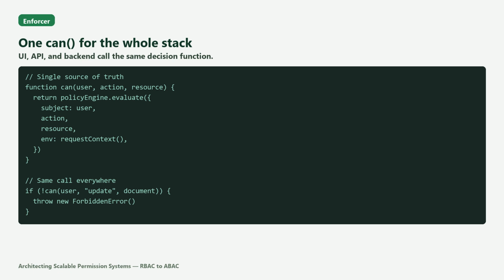Throw a forbidden error on deny at the API. Hide or disable controls in the UI, using the same can result. Never invent a second truth for the front end.